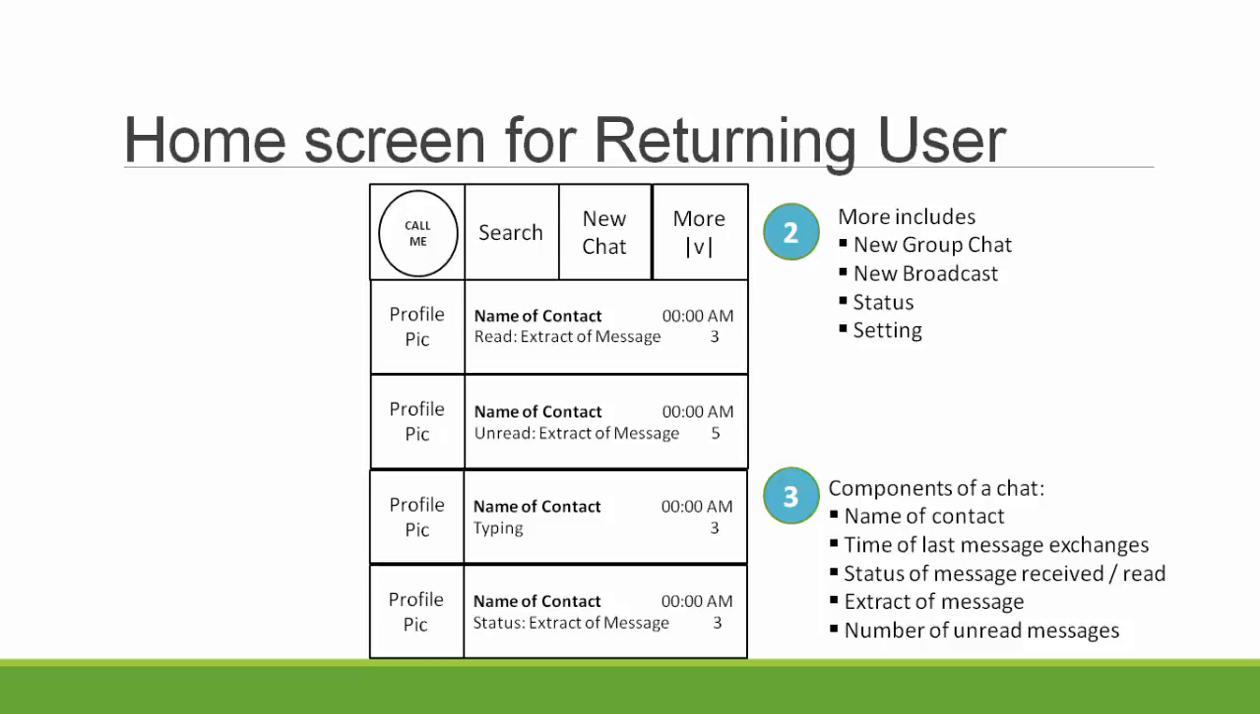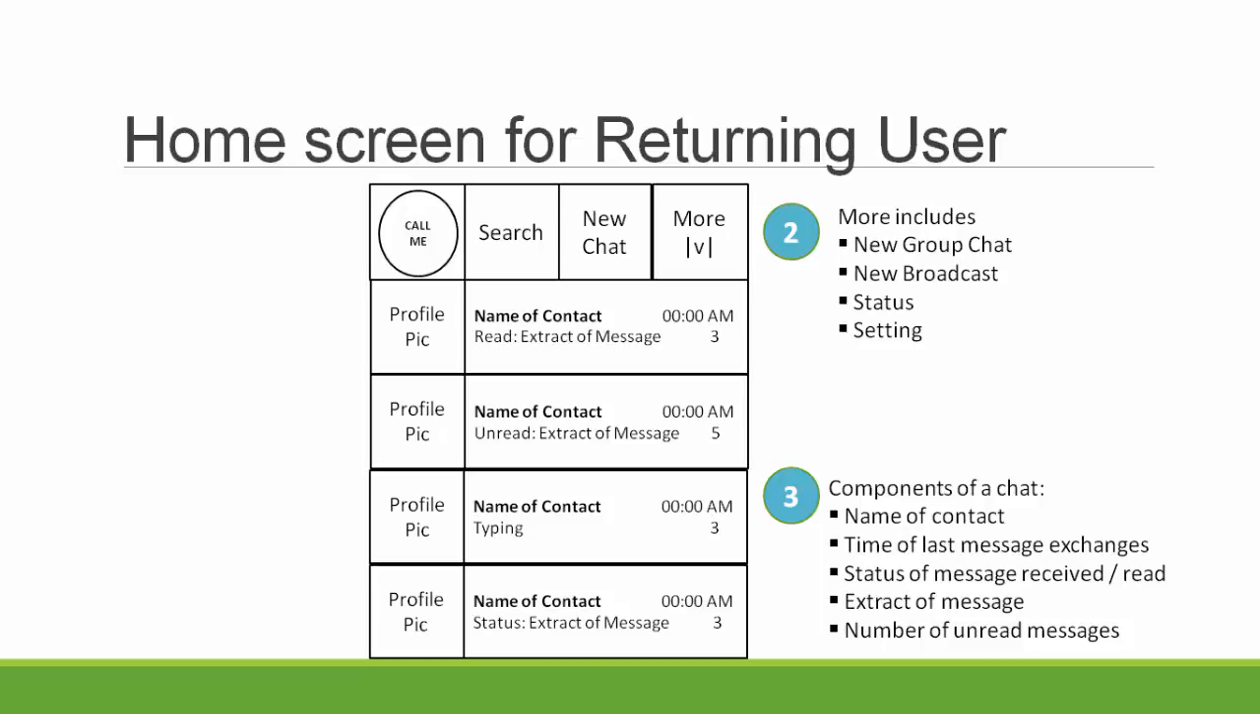The third thing are the individual components of the chat. You put the profile picture of the person. You put in the name of the contact, the time at which the last message was exchanged. Was the message read, unread? What is the extract of the message? And this could possibly be the number of unread messages.